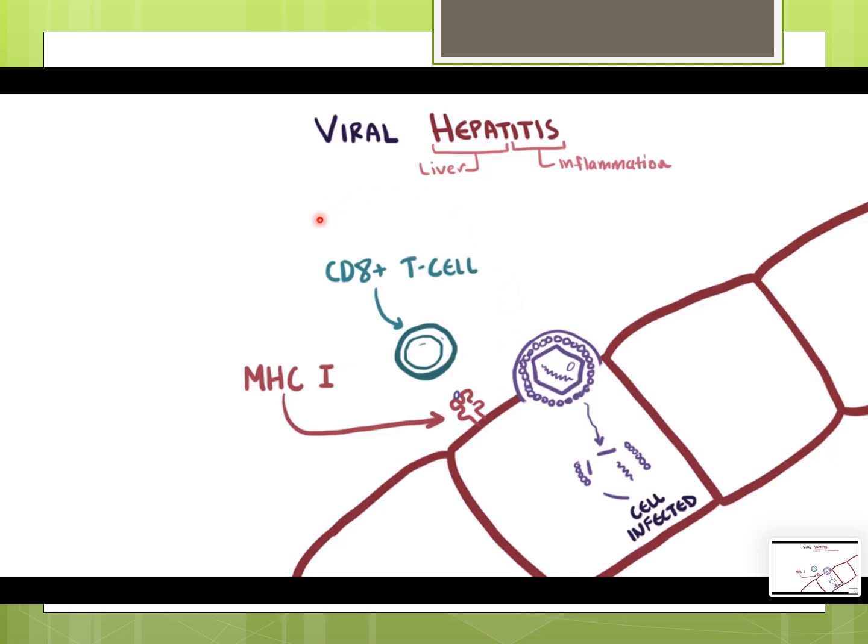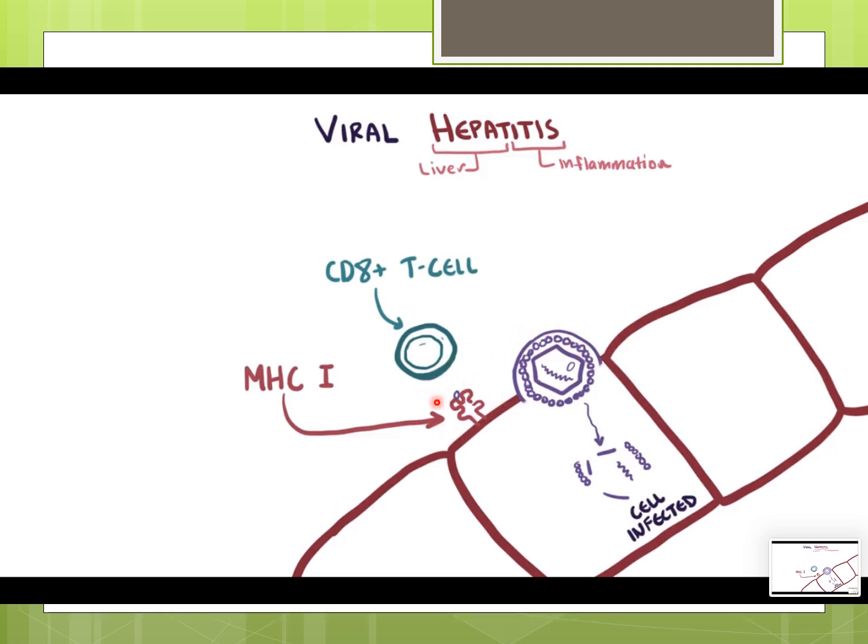lymphocyte comes. Suppose this CD8 T lymphocyte is passing by, a lymphocyte which is checking whether all the cells are okay or not. It looks at this molecule and thinks that this is not our cell, this is a foreign cell. This is coming from outside.